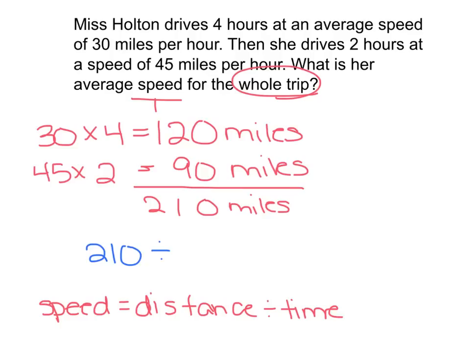So we're going to take our total distance, which was 210 miles, and divide it by our total time. So in the first part of my trip, I drove 4 hours, and in the second part, I drove 2 hours, so I drove a total of 6 hours. So 210 divided by 6.